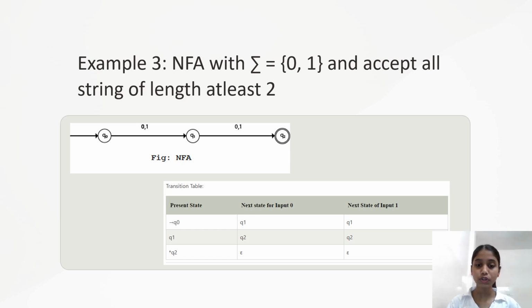So we can see that Q0 on input 0 will go to Q1, and Q0 on input 1 will also go to Q1, because we need to accept all the strings with at least length 2. It may contain 0, 1 or 1, 1, 1 like that. So Q1 on input 0 will go to Q2, Q1 on input 1 will again go to Q2, that is the final state.